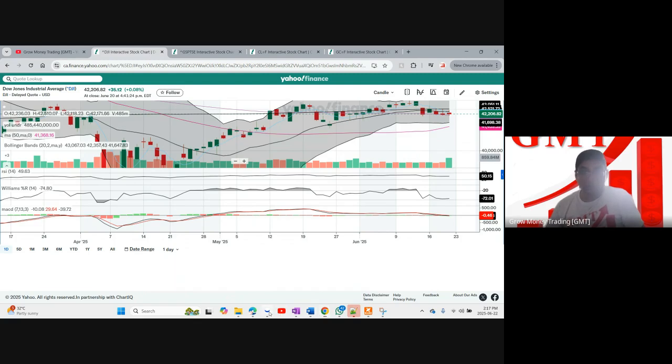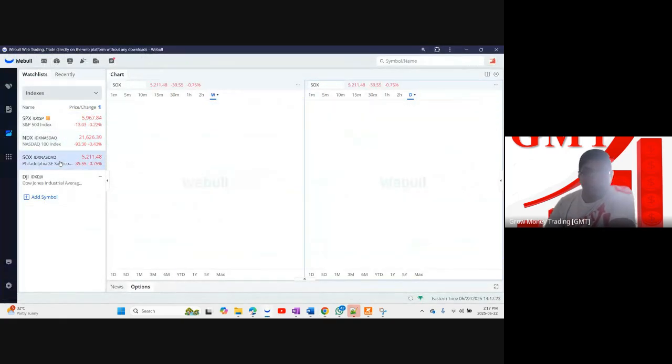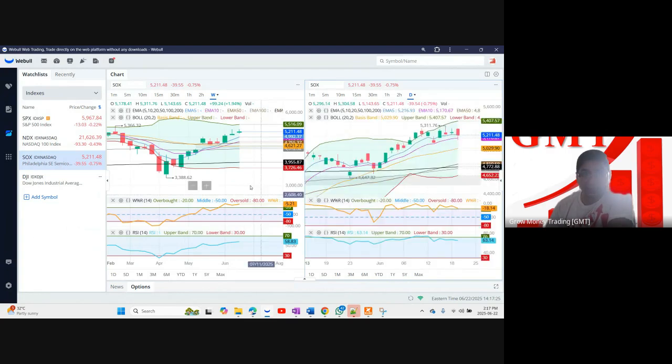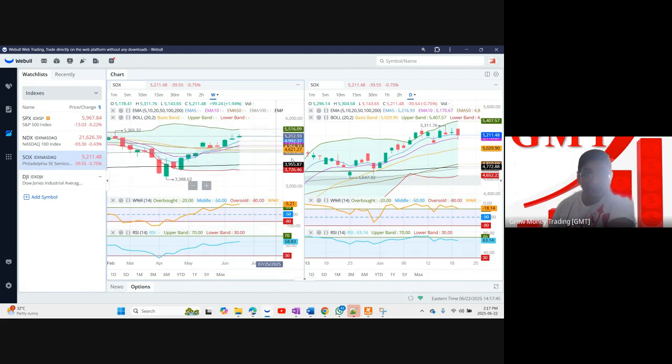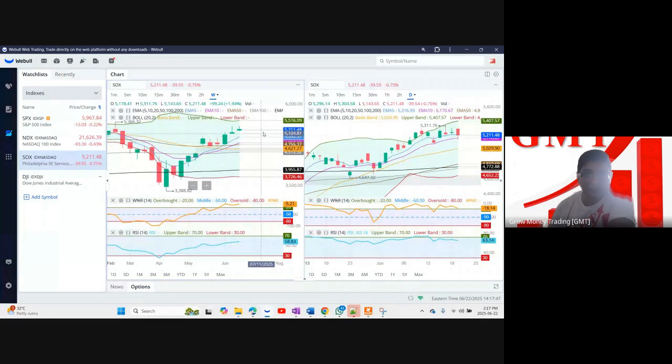We also usually look at the SOX index, which is the semiconductor index. For the SOX, the week before last it had formed a high which it could not touch last week, and the candle that it has formed, although it has a small green body, is still very close to the gravestone doji, and it's in the overbought region for Williams R.